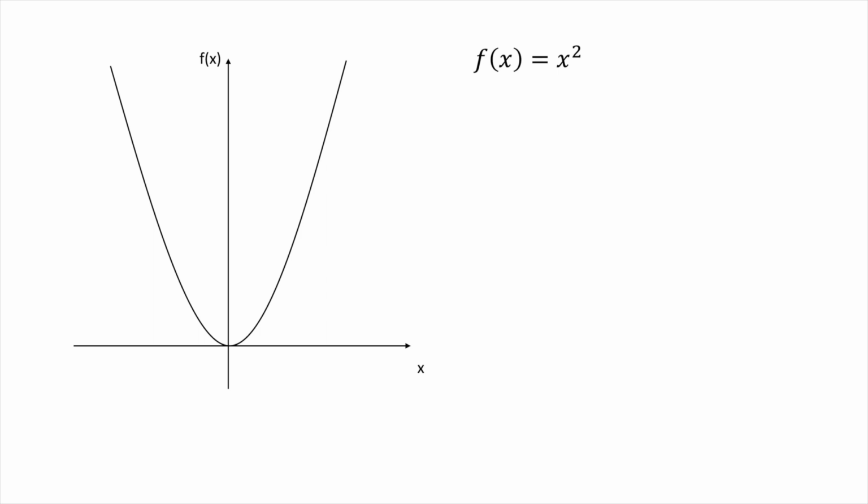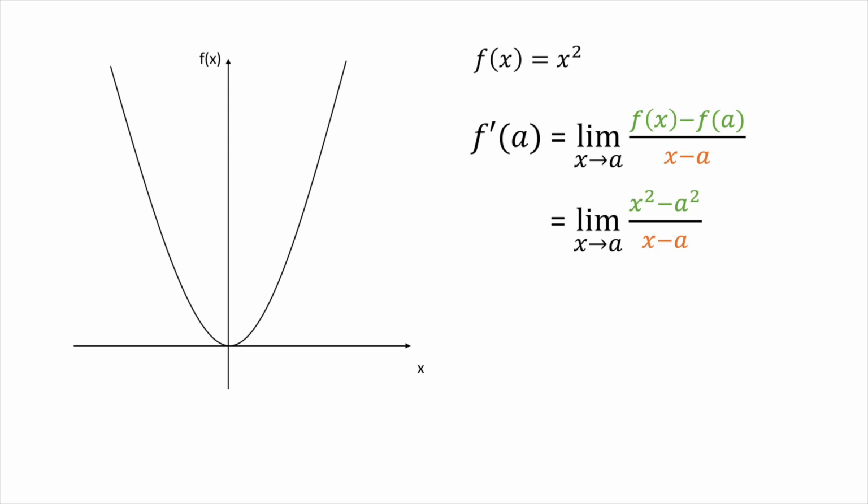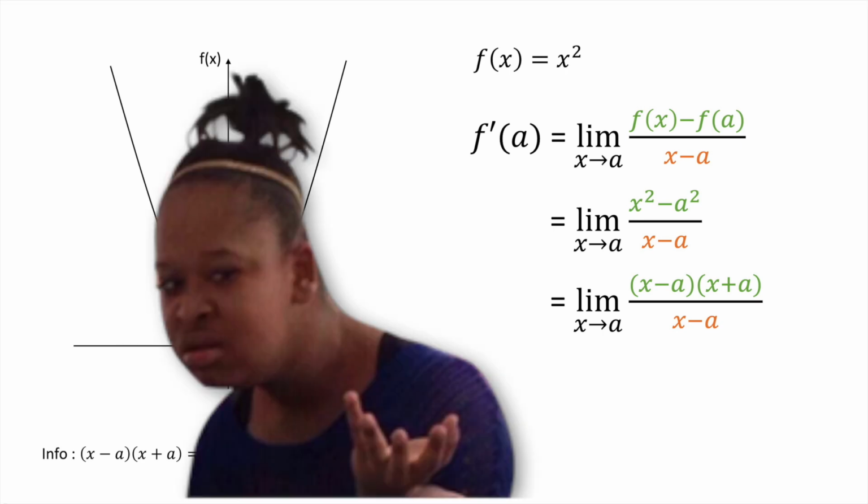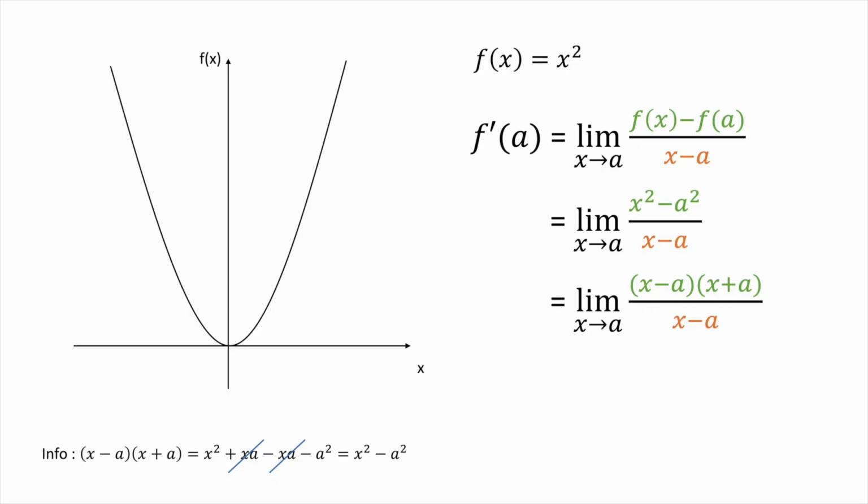Take for example the function f of x equals x squared and apply the formula. F of x is our function and f of a is our function replacing x by a. We know that x squared minus a squared is the same as x minus a multiplied by x plus a. The x minus a simplifies and it remains x plus a. Finally, let's bring x closer to a, or replace x with a.